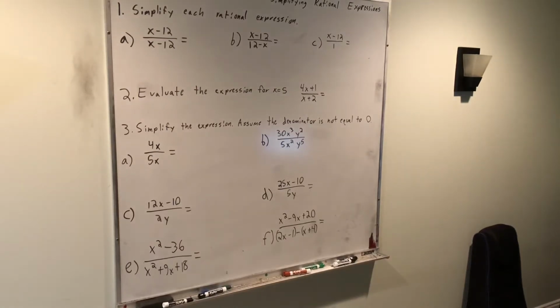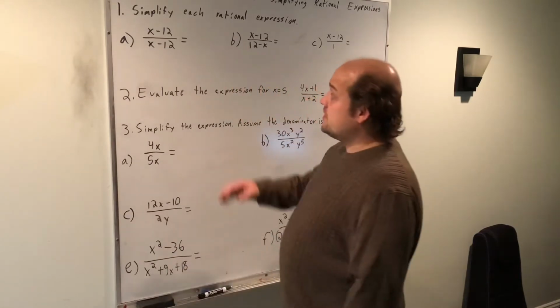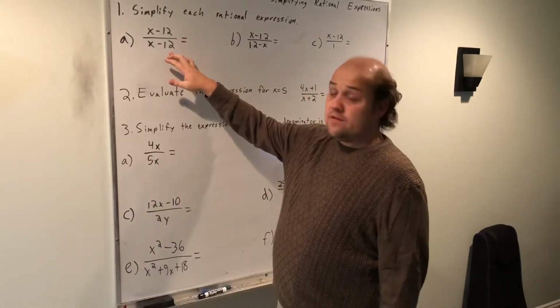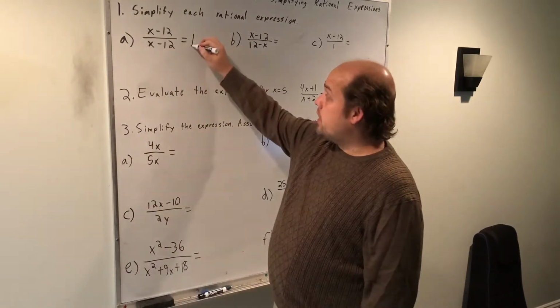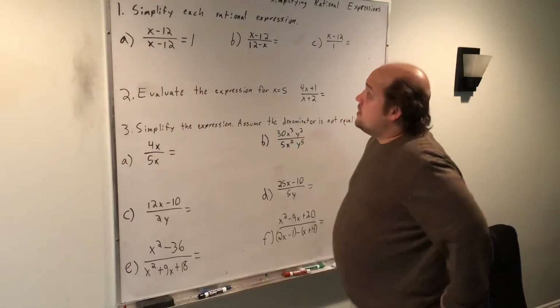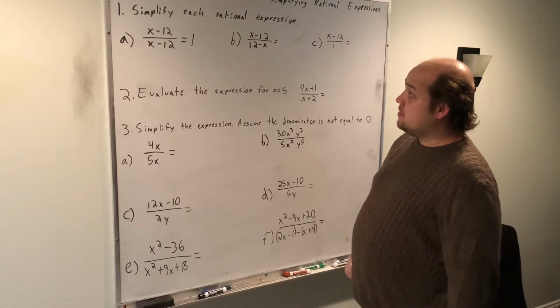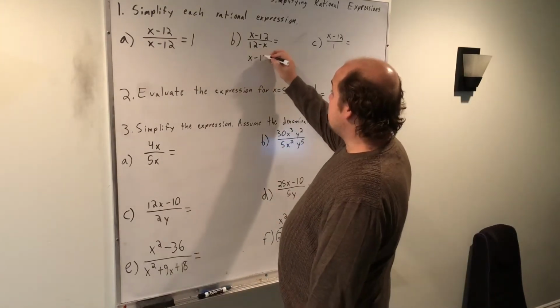This classwork begins with simplifying rational expressions, where in the first expression I have x minus 12 over x minus 12. Whenever I have something over itself, that just reduces to 1. For the second part, I have x minus 12 over 12 minus x. What I can do here is leave the top as x minus 12.